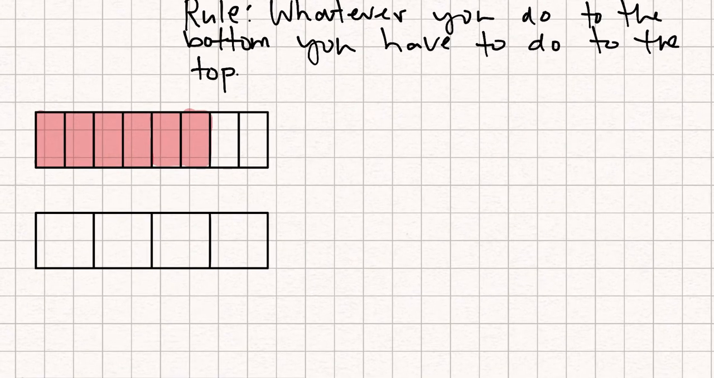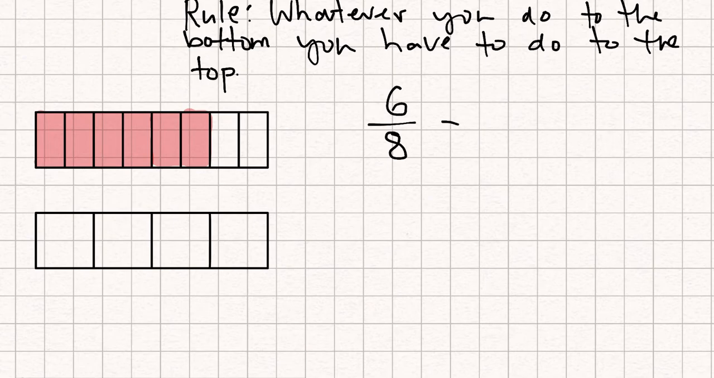Let's begin by counting. So we have 1, 2, 3, 4, 5, 6, 7, 8 pieces make a whole. So that is our denominator. Denominator tells us how many pieces make a whole. How many are shaded in? 1, 2, 3, 4, 5, 6 pieces are shaded in.